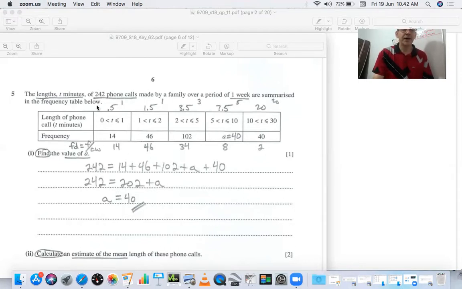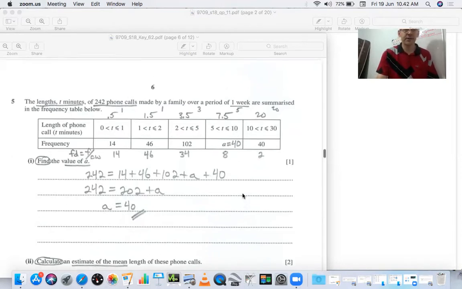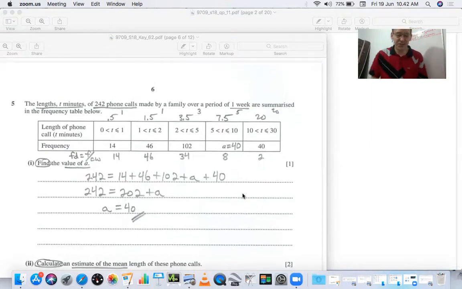So we add them up. We take the 242, that's the total, and then there's 14 for that group, 46, 102, A, our unknown value, and then 40. So all of this on this side adds up to 202. Subtract that from 242, and so our A equals 40, meaning there were 40 phone calls between 5 and 10 minutes long. Now, before we get too far ahead, we want to look at the nature of our data.